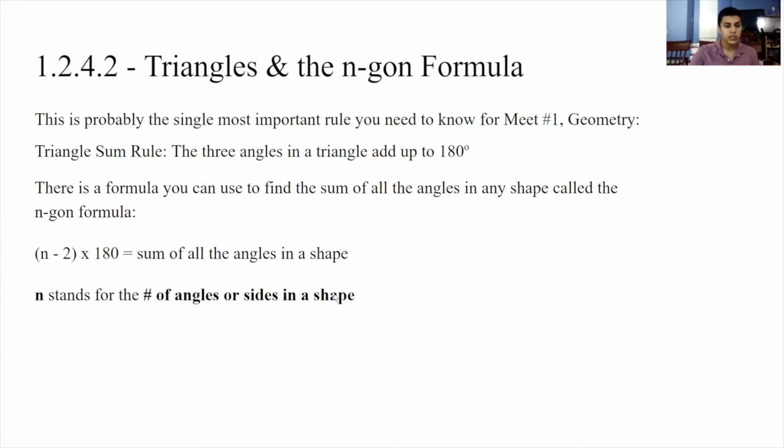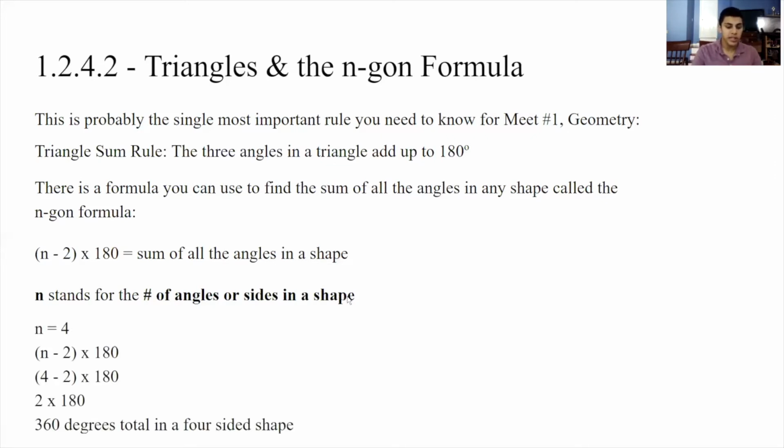So the way that we go about solving this is we put in 4 in the equation where n would be. So we start with our equation (n minus 2) times 180, and that becomes (4 minus 2) times 180. And then you simplify the equation until you get your answer. So 4 minus 2 is 2, and then you still have to multiply by 180, and then that gives you 360 degrees total in a four-sided shape. And the reason that you have to do 4 minus 2 first, or whatever n minus 2 is, is because it's in a parentheses. Anything in a parentheses you always have to do before you do anything else.